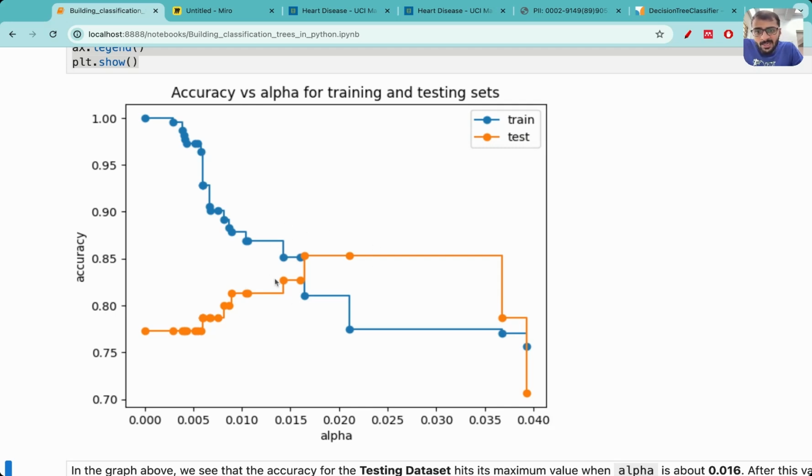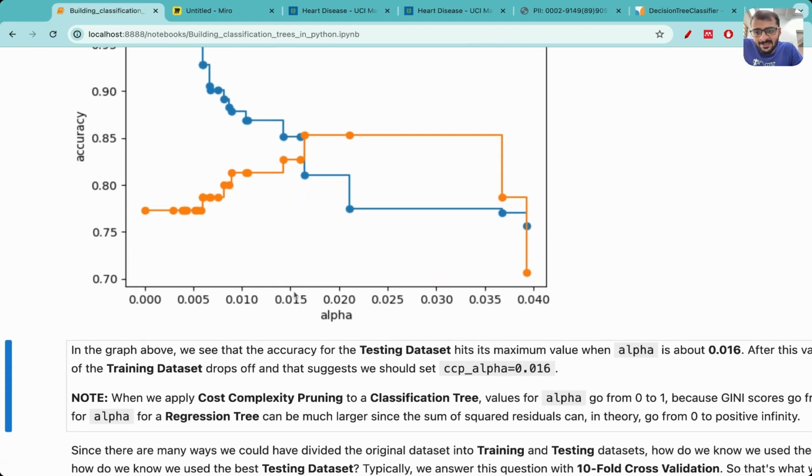So right over here where I'm hovering my mouse cursor right now, that is the sweet spot where the test accuracy is also very high, but the training accuracy is also high enough. Right now maybe we are here where the test accuracy is very high and the training accuracy is not very good. We need to be at the sweet spot where the test accuracy is the highest and the training accuracy is also not very bad.